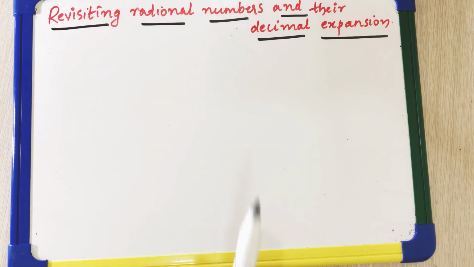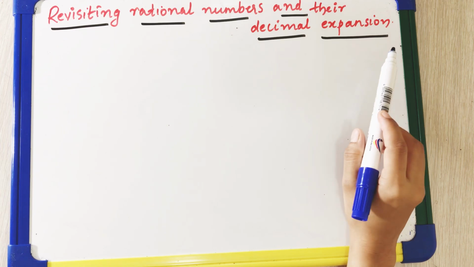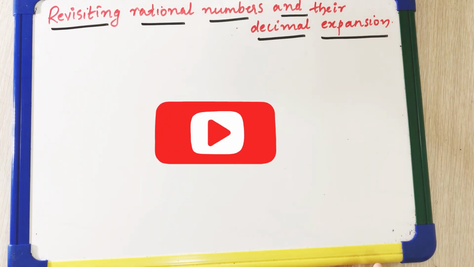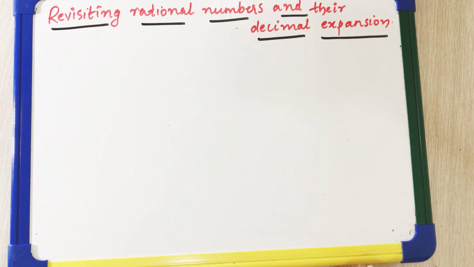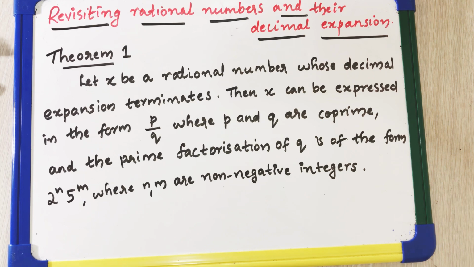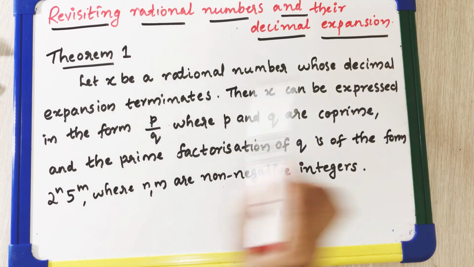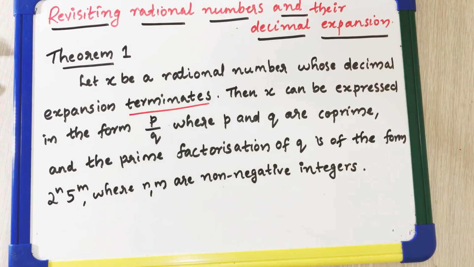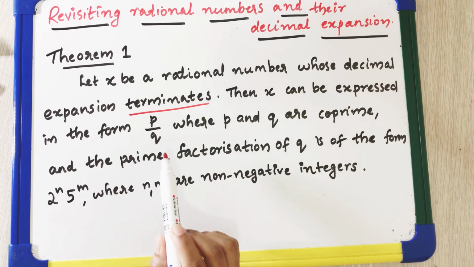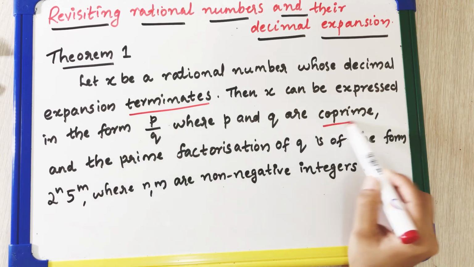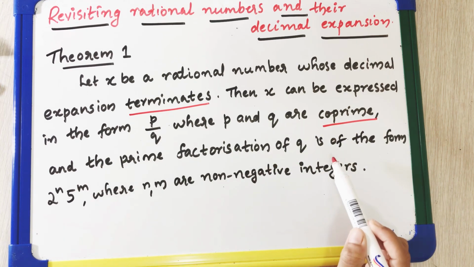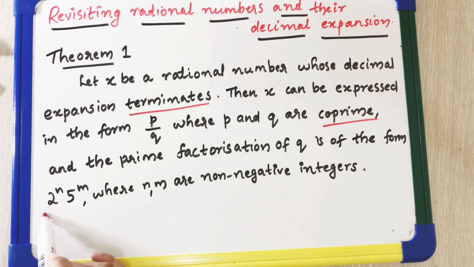Okay, revisiting rational numbers and their decimal expansion. In this section, we are discussing mainly three theorems and examples and exercises using those theorems. We can see the first theorem. Let x be a rational number whose decimal expansion terminates. Then x can be expressed in the form p by q, where p and q are co-prime, and the prime factorization of q is of the form 2 raised to n into 5 raised to m, where n, m are non-negative integers.